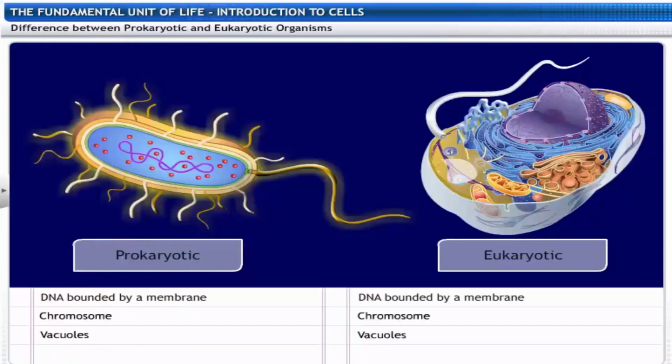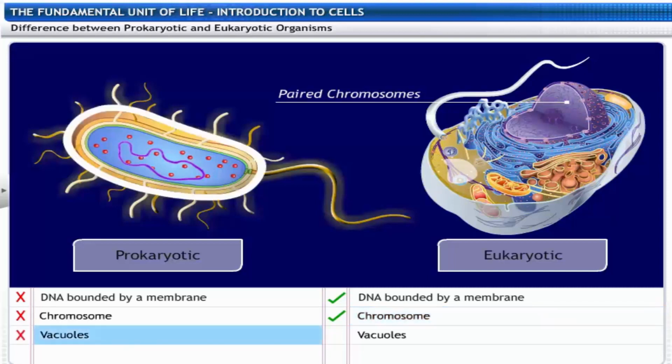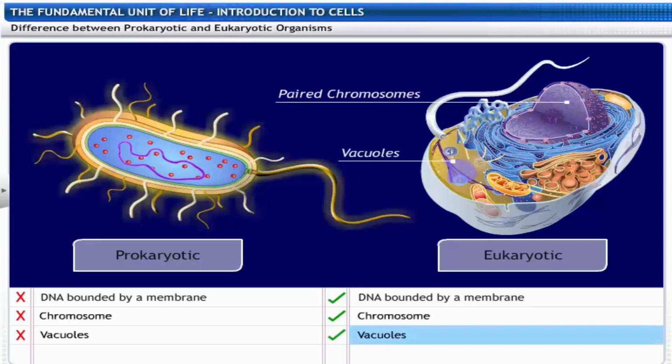Let's see the difference between prokaryotic and eukaryotic organisms. Prokaryotic DNA is not bounded by a membrane and is called nucleoid. Eukaryotic DNA is bounded by a nuclear membrane. Prokaryote has a single circular DNA, while eukaryote has DNA in paired chromosomes. Prokaryotes do not have vacuoles, while eukaryotes do have vacuoles.